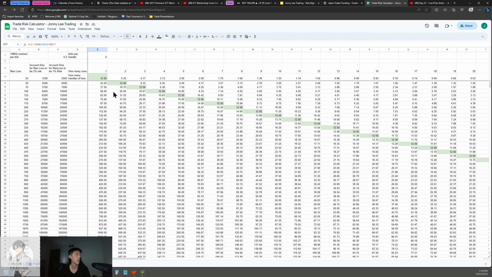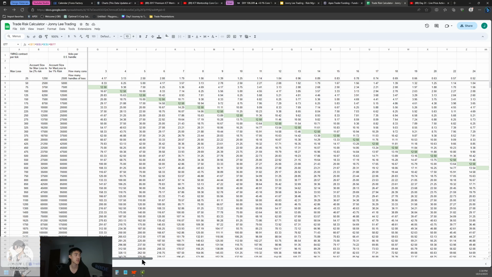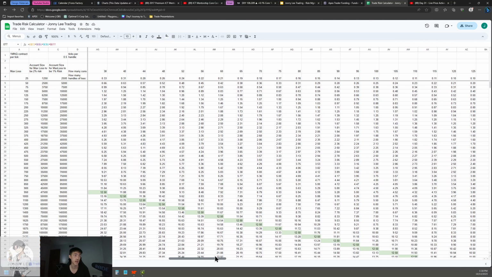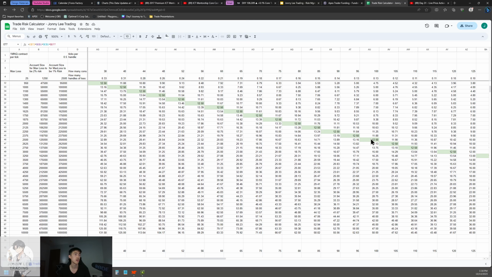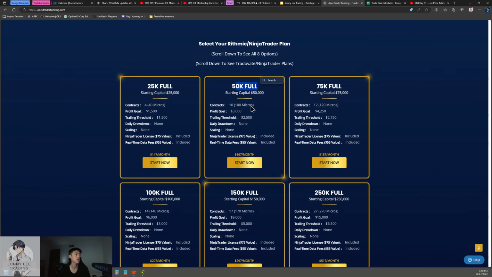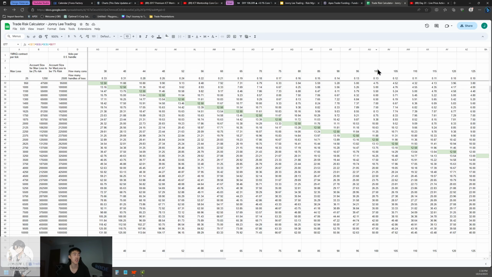Now you'll notice that this is for micro NASDAQ. So you'll see that my calculations go down to about 110 contracts, because on the 50K account, you can trade either 10 full NASDAQ contracts or 100 micro contracts. So for that reason, I stopped doing calculations at a certain level. When you get past that point in time, you're probably a seasoned trader. You could trade 10. It's the equivalent of trading 10 contracts of NASDAQ. That's a lot of contracts. It's going to take some time to get there.